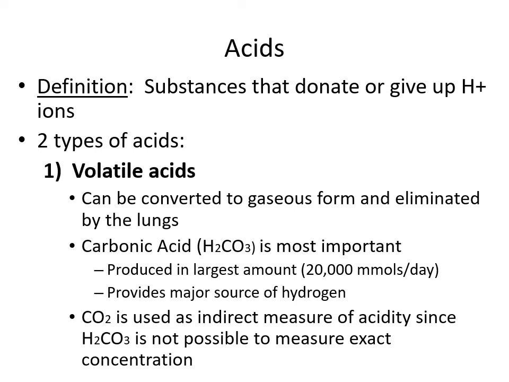So we produce this in the largest amount, approximately 20,000 millimoles per day, and this is a major source of hydrogen. Now carbonic acid is what happens when we dissolve CO2 in the blood. So CO2 is used as an indirect measurement of acidity, since it is not possible to measure the exact concentration of carbonic acid in the blood. But again, when we dissolve the CO2 into the blood, it becomes carbonic acid. So again, kind of similar to that functional assay, it's closely related to the thing we are trying to assess.